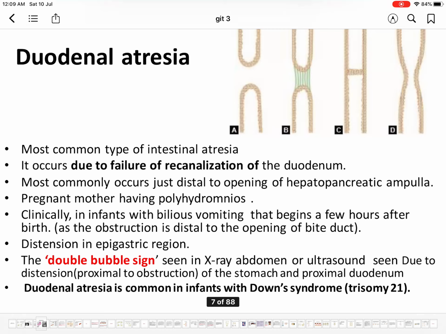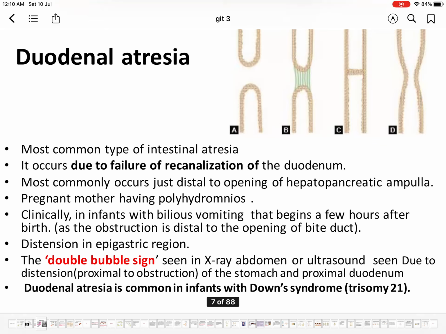And if it is in the prenatal life, the pregnant mother has polyhydramnios, because the baby is unable to swallow the amniotic fluid, and it will lead to excess of the amniotic fluid, a condition called polyhydramnios.